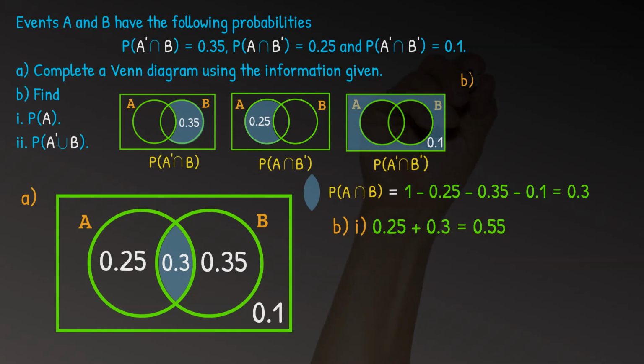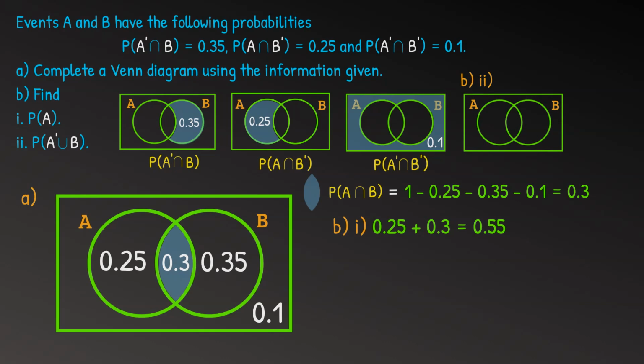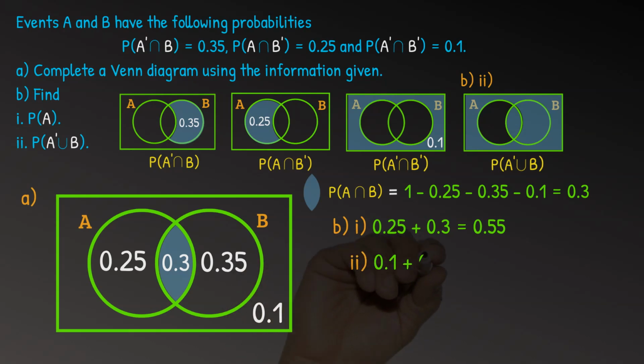And for the second part of B, we're asked to find the probability of A complement union B. So that's everything that is outside of A and everything that is inside of B. One way to get the answer for this is just to add up all the numbers inside of that shaded area. So that would be 0.1 plus 0.3 plus 0.35, giving us 0.75.